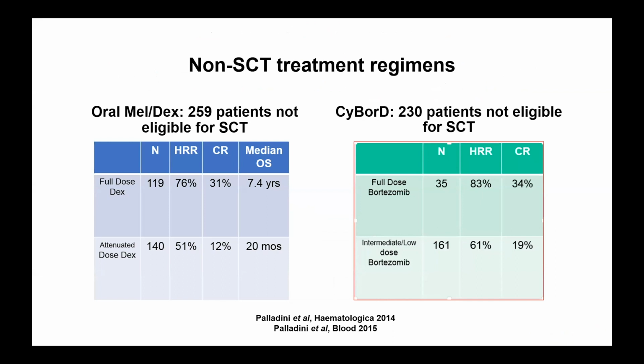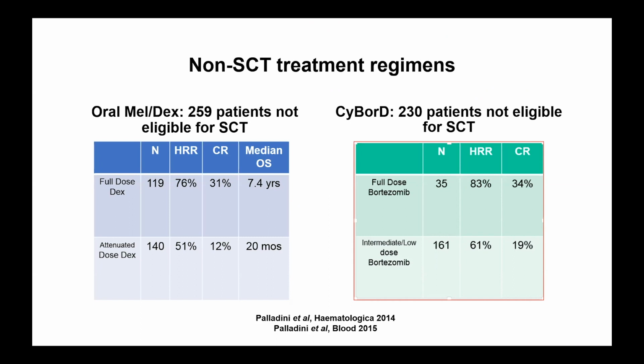Only 20 to 25% of patients with newly diagnosed AL amyloidosis are eligible to receive stem cell transplantation, even in centers with experience and even in centers with liberal eligibility criteria for stem cell transplantation. The non-stem cell transplant treatment regimens, which are commonly used as standard of care, are either oral melphalan dexamethasone or the combination of cyclophosphamide, bortezomib, dexamethasone.